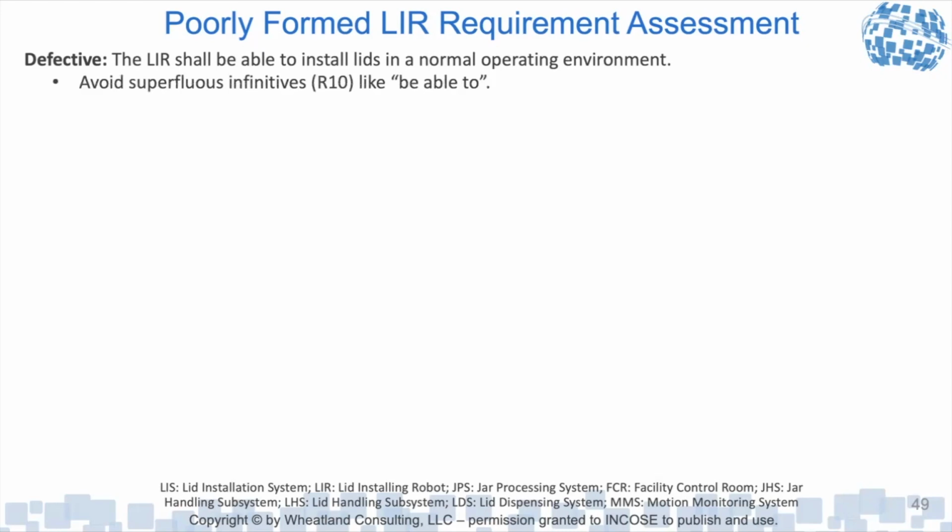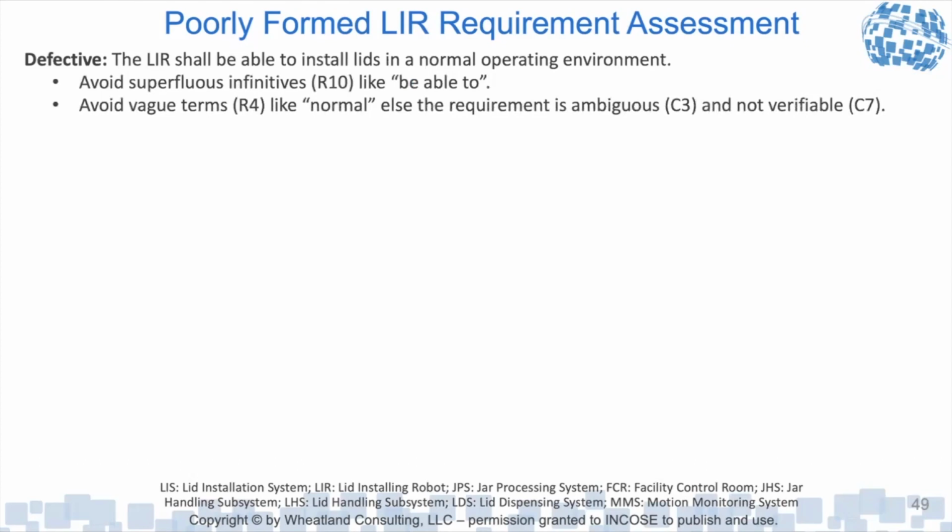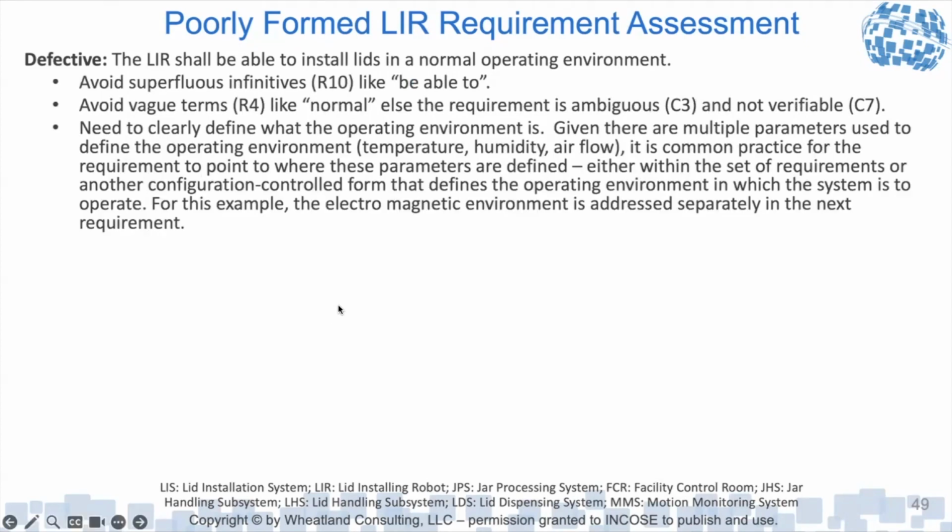Avoid superfluous infinitives like be able to. Avoid vague terms like normal, else the requirement is ambiguous and not verifiable. We need to clearly define what the operating environment is. Given there are multiple parameters used to define the operating environment, like temperature, humidity, airflow, it is common practice for the requirement to point to where these parameters are defined, either within a set of requirements or another configuration control form that defines the operating environment in which the system is to operate.